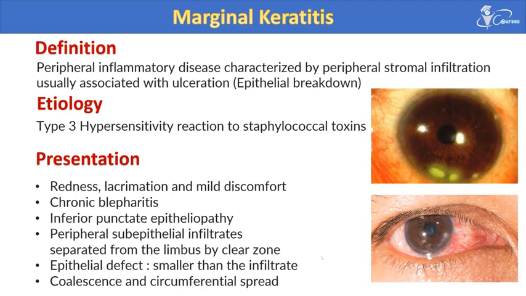And if untreated, those infiltrates will coalesce. They will show circumferential spread like this, 1 and 2 and 3. Then they will coalesce together, leading to circumferential spread. So this is what they call marginal keratitis. Sometimes it is referred to as catarrhal keratitis. Also, if you read this name anywhere, you know what it is referring to.